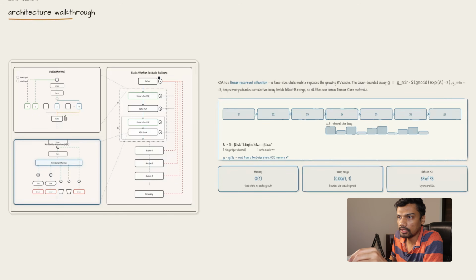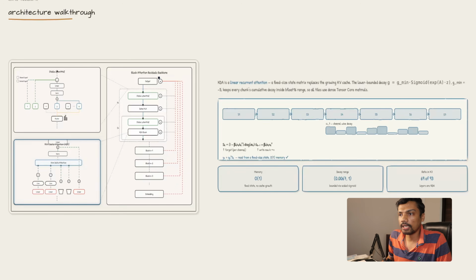So Kimi K3 fixes this with the scaled sigmoid. It has g equals g min dot sigmoid of exponential of a dot z, and this belongs to g min comma 0, where g min is equal to minus 5. By bounding log decay below by minus 5, retention never drops below e to the power minus 5, that is roughly 0.0067. It keeps the numbers strictly inside bfloat16's safe zone. This allows GPU tensor cores to process chunks of tokens into dense matrix operations without crashing or requiring slow custom workarounds.